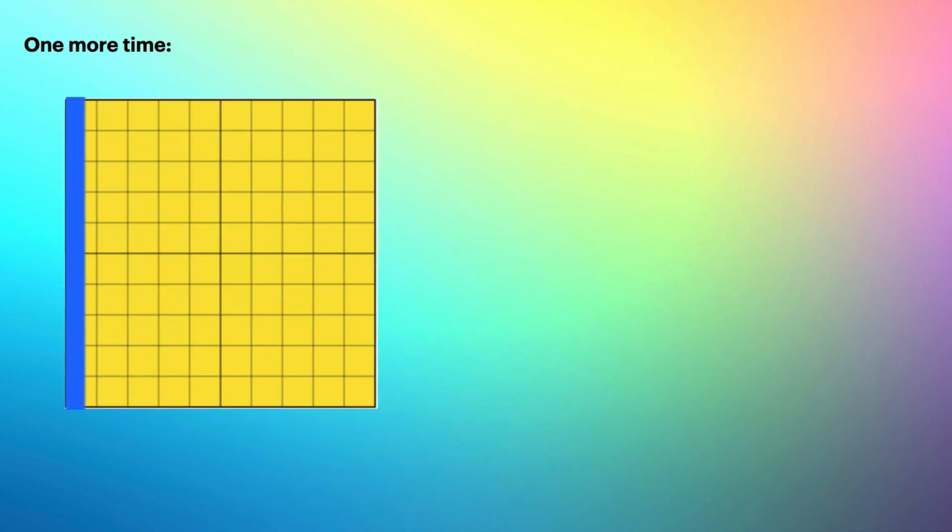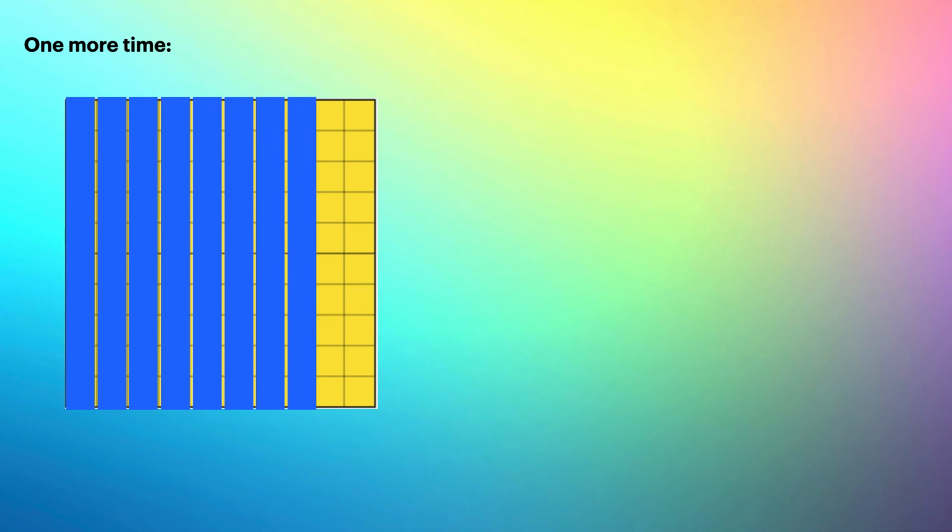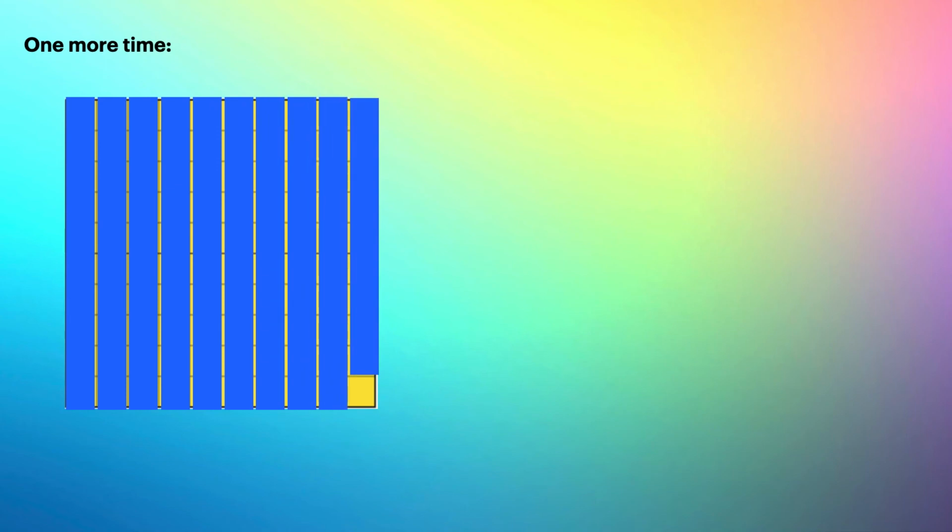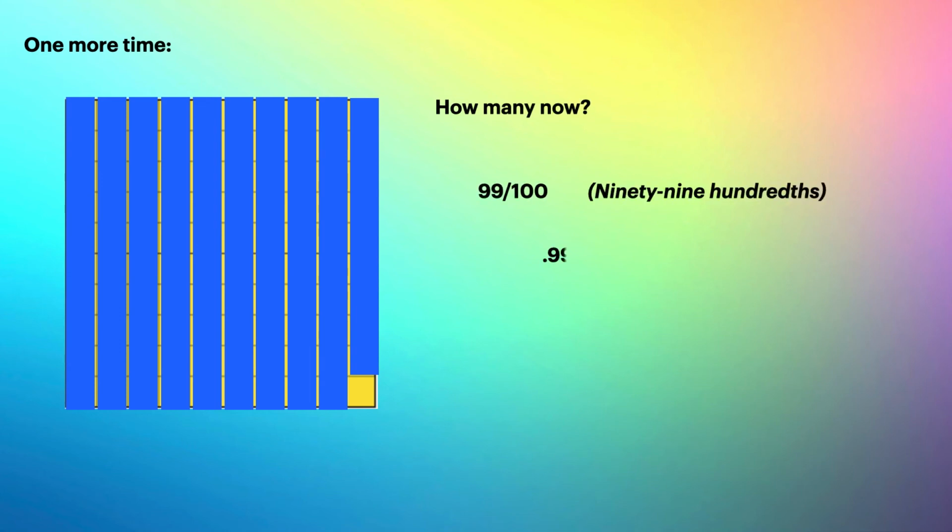Let's do one more time. How many do you see filled in now? Whoa, we've almost got the whole thing, but not quite. You'd be right if you guessed 99 hundredths. Written as a decimal, we would write 0.99, but we would pronounce that 99 hundredths.